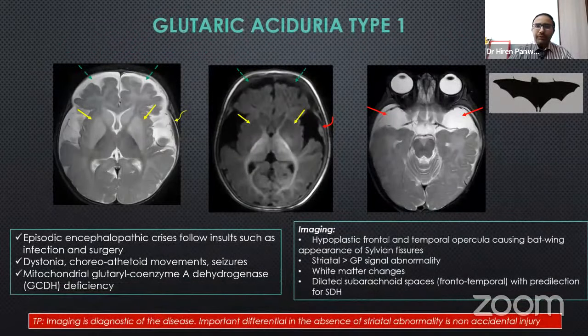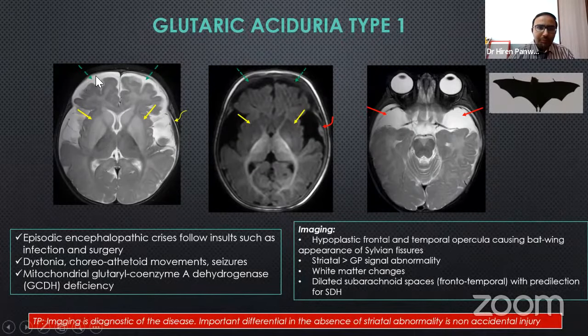So we'll start with the first case, that is glutaric aciduria type 1. In glutaric aciduria type 1, the classical presentation is that the child might have macrocephaly. They have an encephalopathic crisis following a trivial trauma or fever or any infection. And if you do an MRI, this child will have a classical abnormality in the form of diffuse swelling of the bilateral basal ganglia, predominantly the caudate and putamen, that is the striatum. They can involve the globus pallidus also.